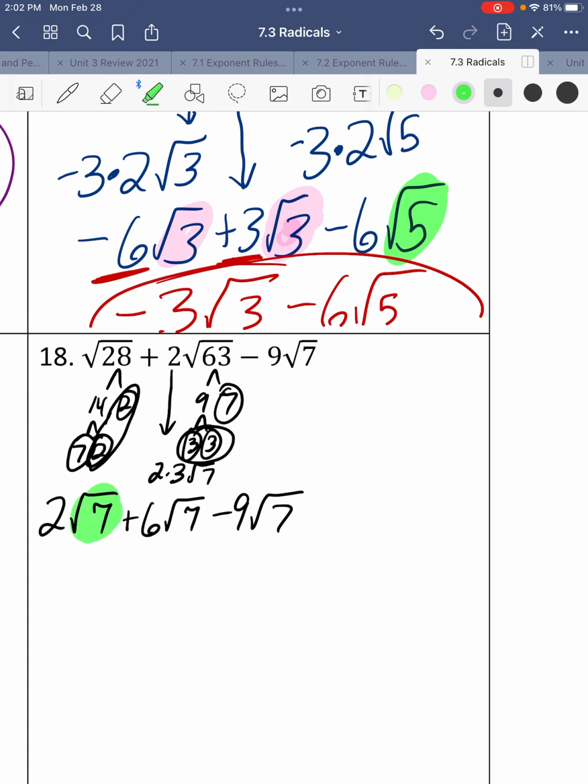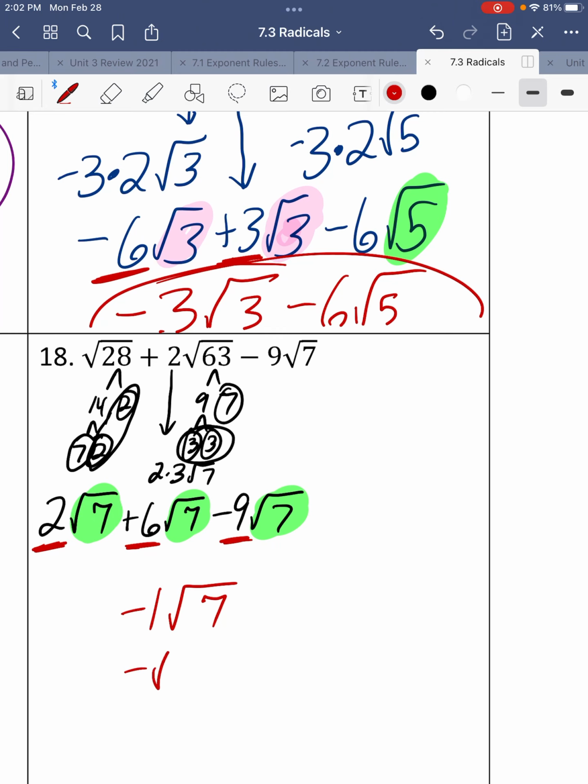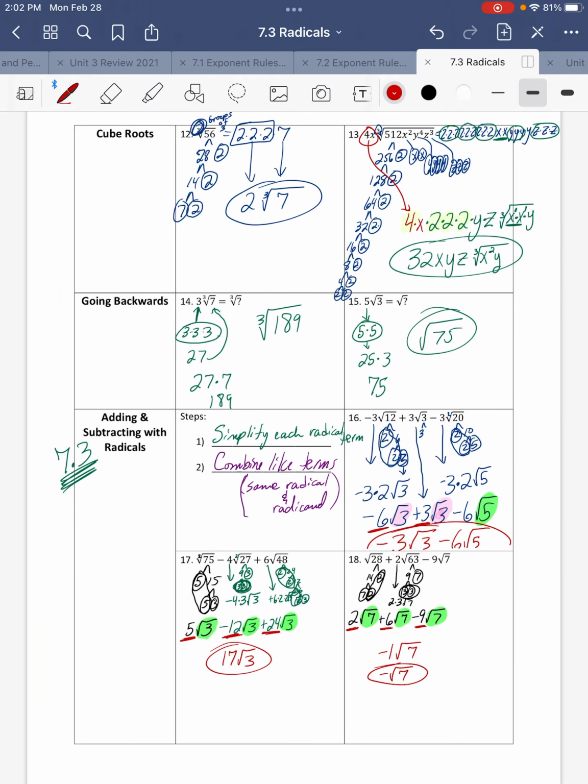Let's look at our like terms. We have a square root of 7, another square root of 7, and another one. So we have 2 square roots of 7. And we're adding 6, so that's 8 square roots of 7. And we're subtracting 9, so that's a negative 1 square root of 7. Negative 1 times the square root of 7 is the same thing as a negative square root of 7. We don't need to write the 1 there. So there's your final answer.